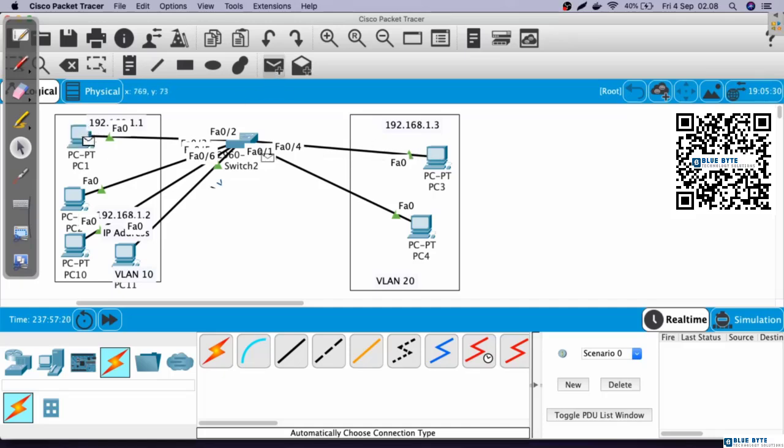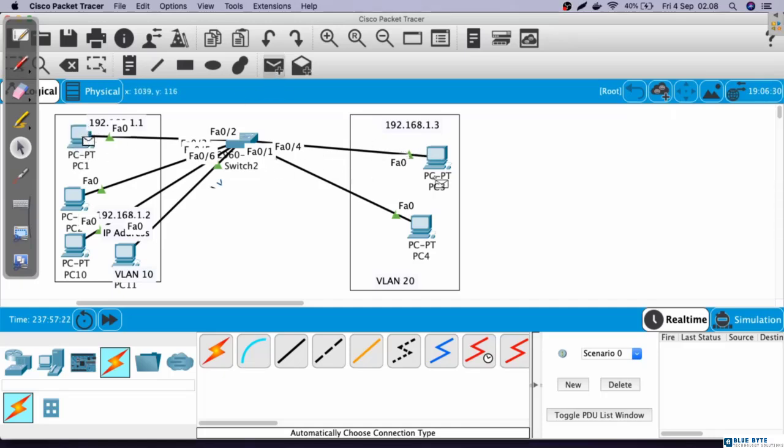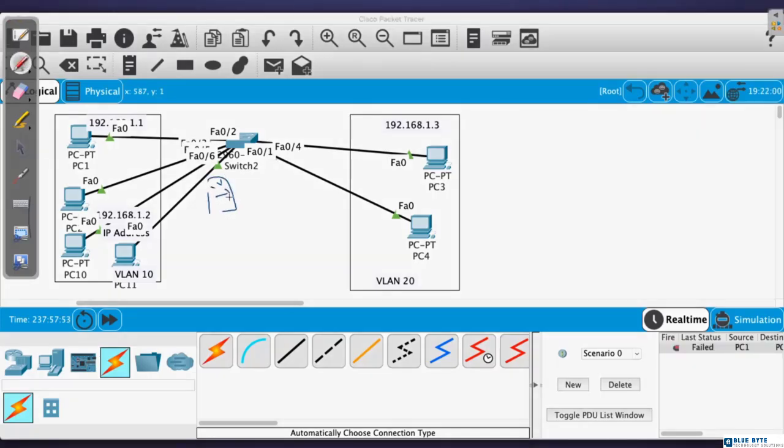Let's try it. Here, let's try to ping from PC1 to PC3. Here we can see that this failed. Why? Because these two PCs are in different broadcast domains. These two PCs are logically connected to different switches. Here we have a logical switch for VLAN 10. And here we also have a logical switch for VLAN 20.